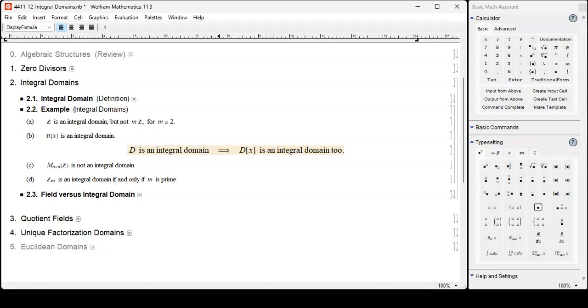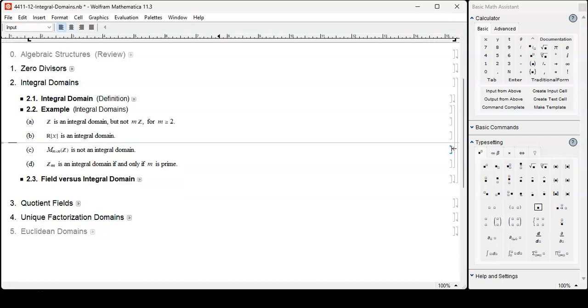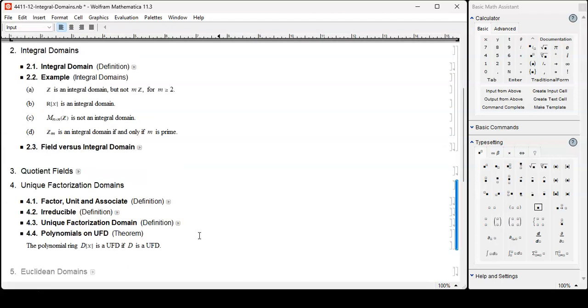I think we're going to do that a little bit later. It's not too bad, so I'm not going to push this over to abstract algebra 2. But as for this one, for unique factorization domain, yeah, this one I'm going to push over to abstract algebra 2.